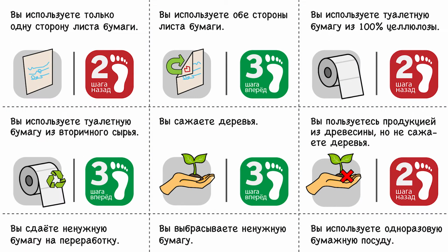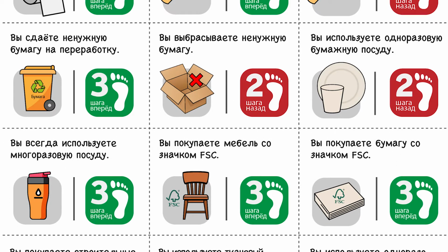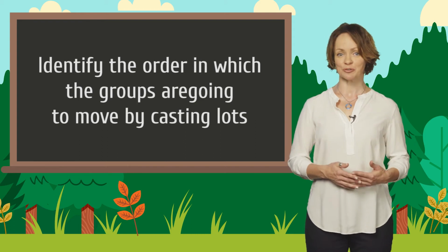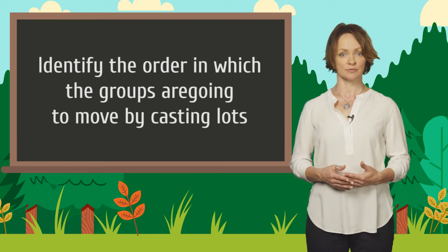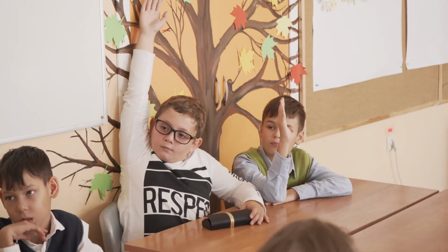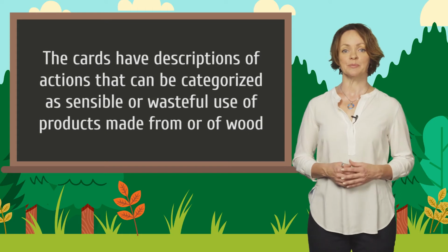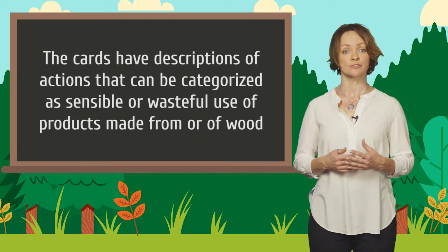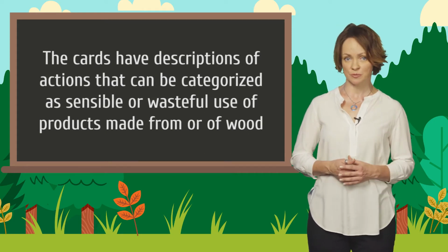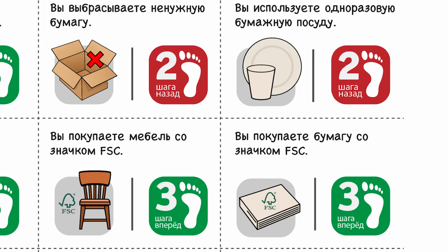Next, give each group a set of 6 random cards. Put them face down in the middle of the table. Identify the order in which the groups are going to move by casting lots or in any other way. When it is their time to make a move, a representative of each group takes a card and reads what it says aloud. The cards have descriptions of actions that can be categorized as sensible or wasteful use of products made of wood. These actions lead to either forest depletion or a forest balance.